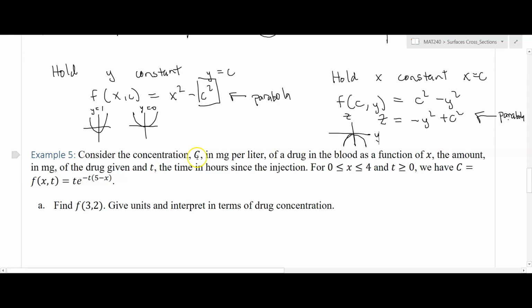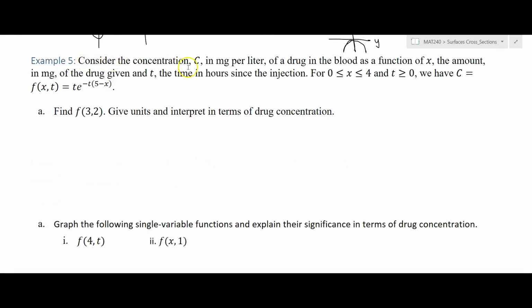So now that we have a better sense of how we can understand multivariable functions, given the algebraic expression for that function, we can now start to study some applications and think about how this thinking allows us to understand real-world relationships. In this example, consider the concentration, C in milligrams per liter, of a drug in the blood. Usually concentrations are measured as mass per volume. So here it's how many milligrams of this drug we have per liter of blood in our body as a function of x, the amount of the drug given.